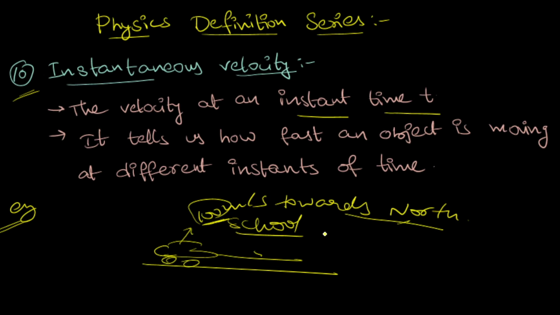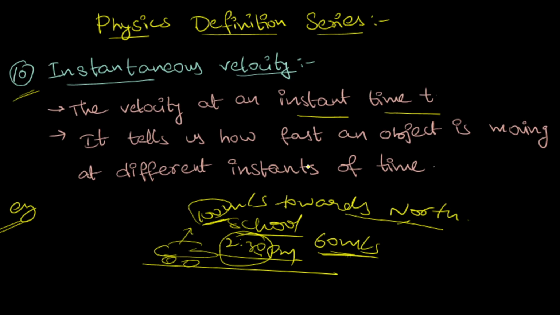There are boards saying not to travel at more than 60 meters per second, right? So 60 meters per second at this particular instant of time. For example, he is going in front of the school at 2:30 p.m. At this particular time, the velocity of the car is 60 meters per second, right? This velocity is known as instantaneous velocity. The velocity of the car at a particular time is what we call instantaneous velocity.